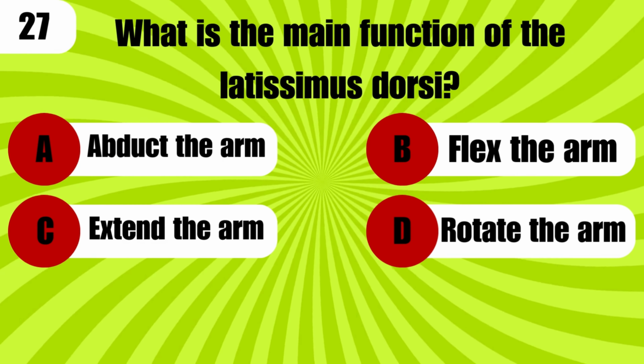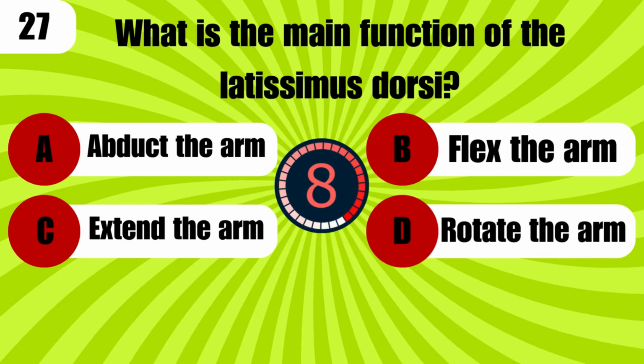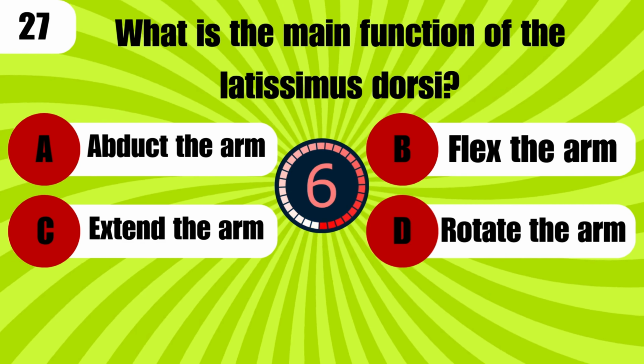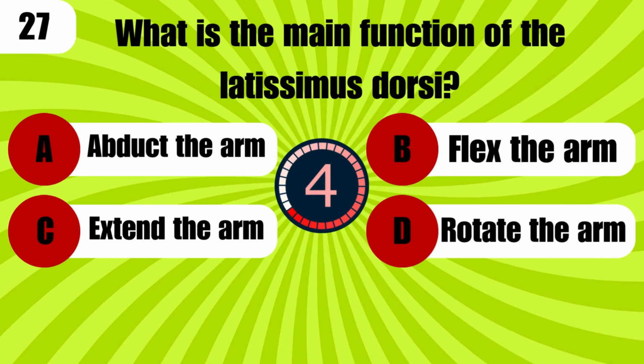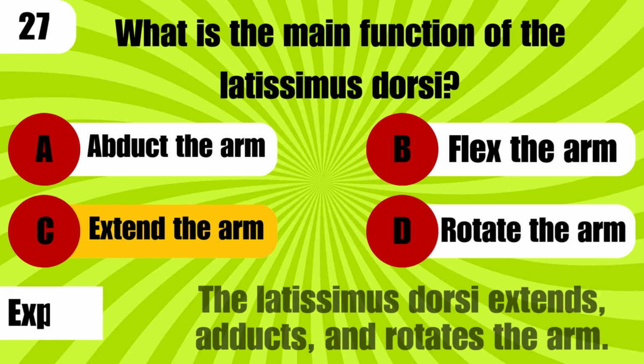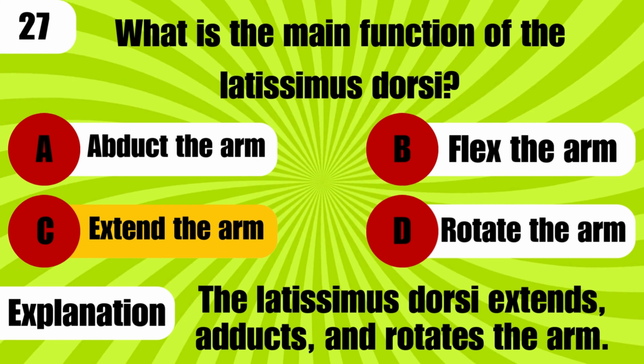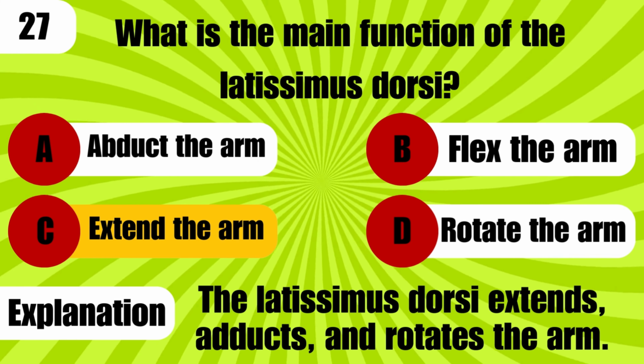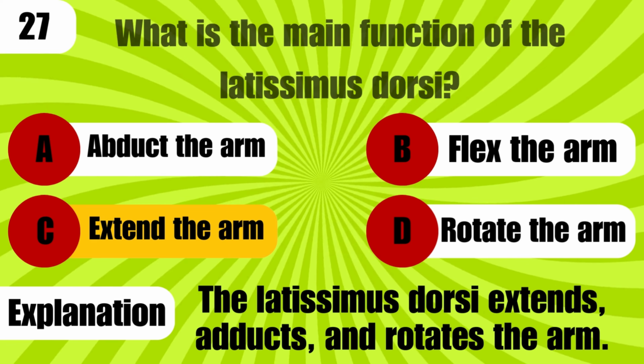What is the main function of the latissimus dorsi? Option A abduct the arm, flex the arm, extend the arm, rotate the arm. The right answer is extend the arm. The latissimus dorsi extends, adducts and rotates the arm.